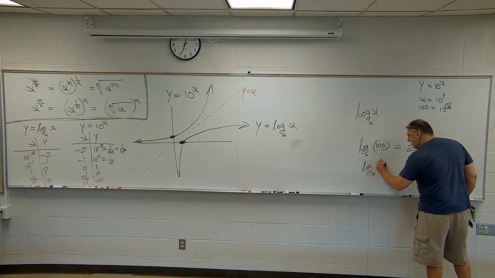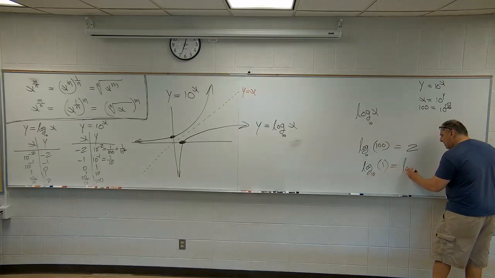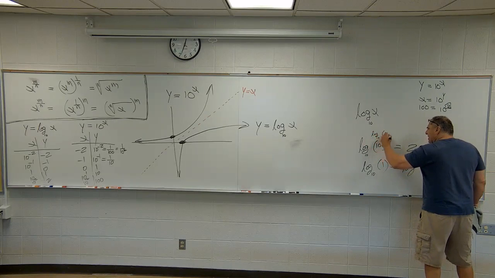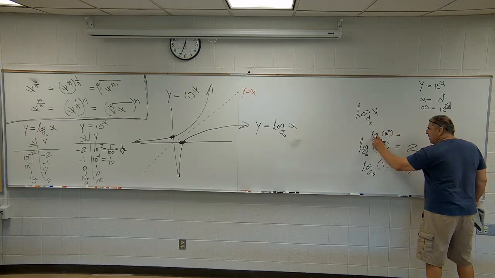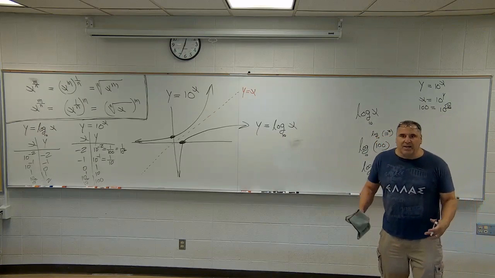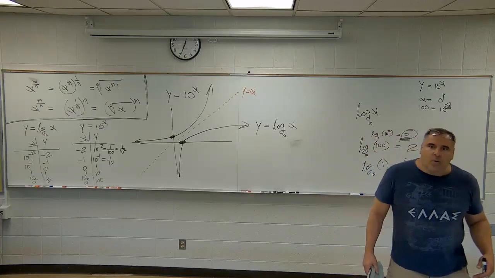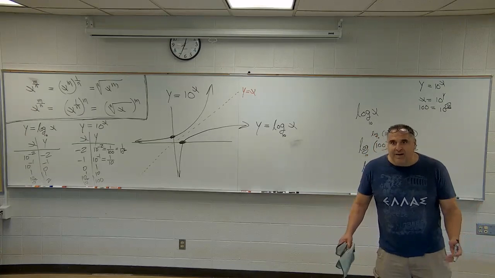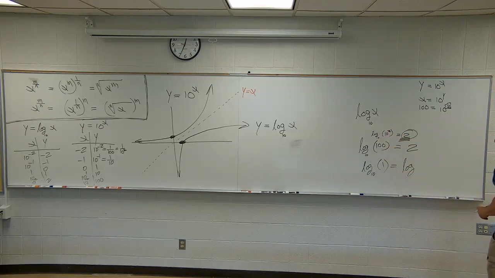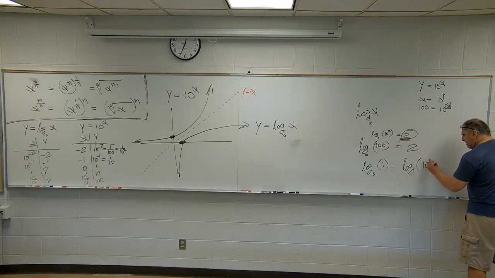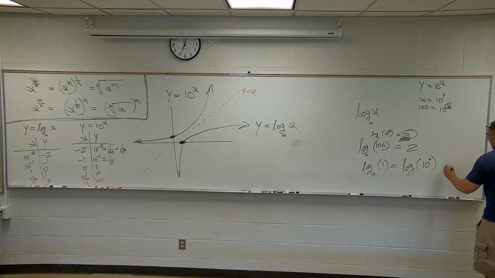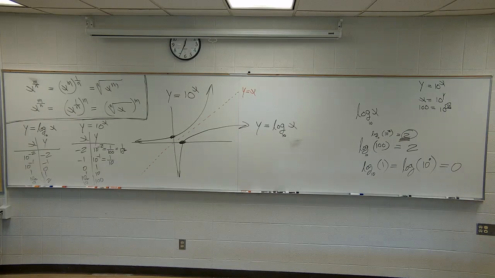Logarithm base 10 of 1. Well, wait a minute. Maybe there's an easier way to do this. Isn't 100 the same as 10 to the 2? What is the exponent of 10 having 2 as an exponent? It's kind of a trivial question. It's like saying, who's buried in General Grant's tomb? General Grant. Is 1 the same as 10 to the 0? Sure is. What's the exponent of 10 to the 0? It's 0. The logarithm of 1 is 0.